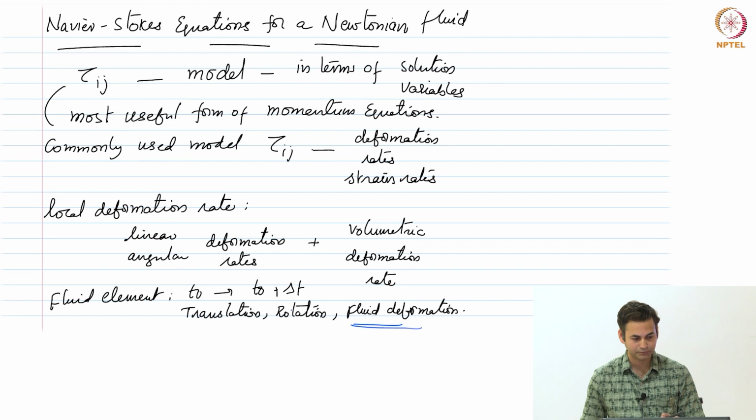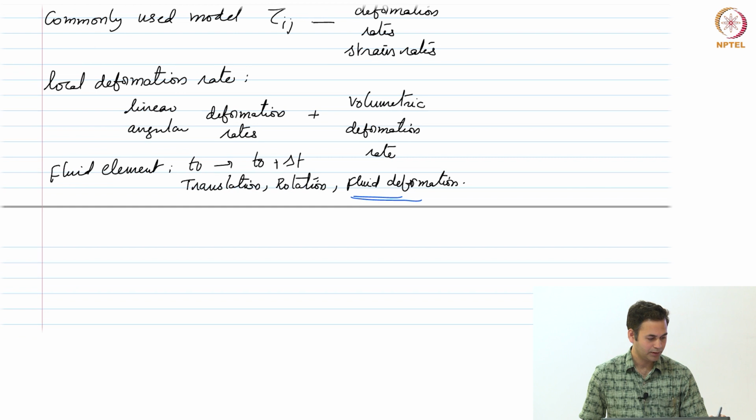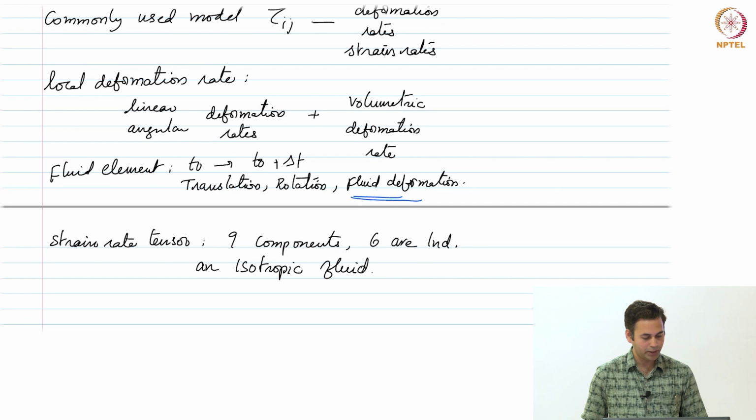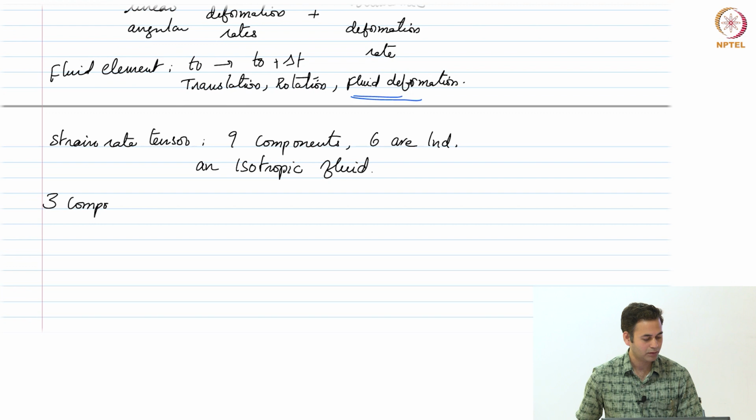All right. So we call these the strain rates or the strain rate tensor, okay, which again has 9 components, out of which 6 are independent if we have an isotropic fluid, okay. So how do we represent these deformation rates? We have 3 components of linear elongation strain rates.